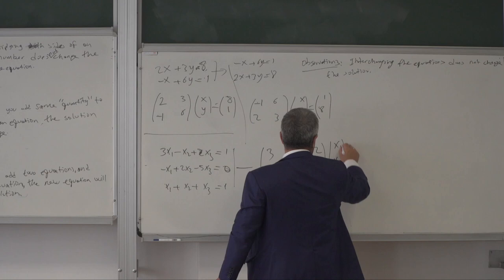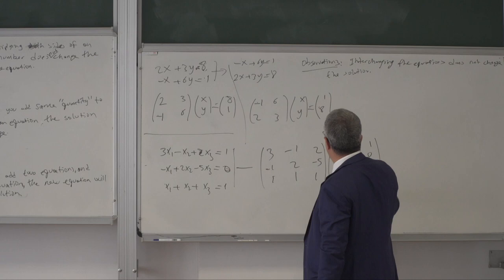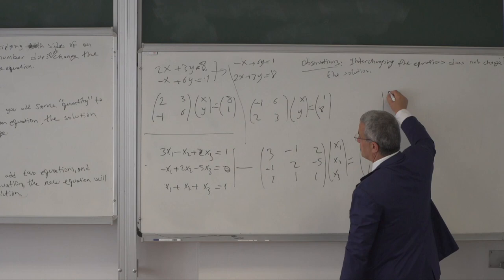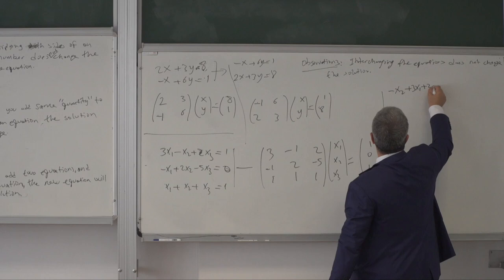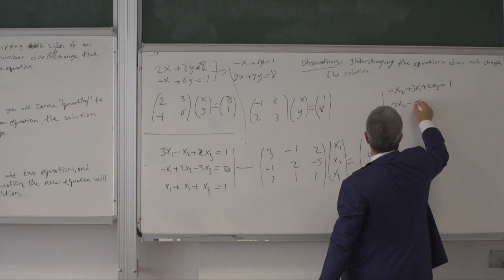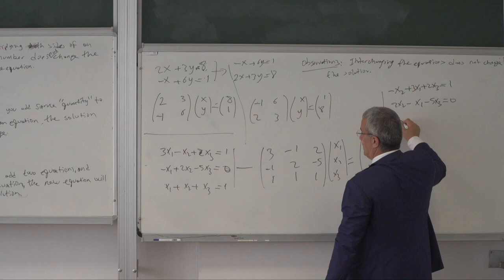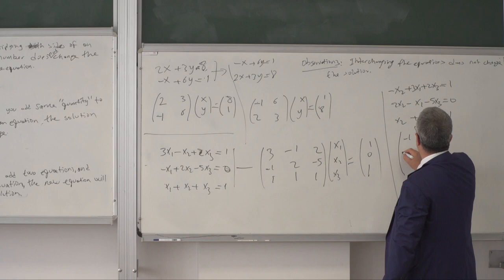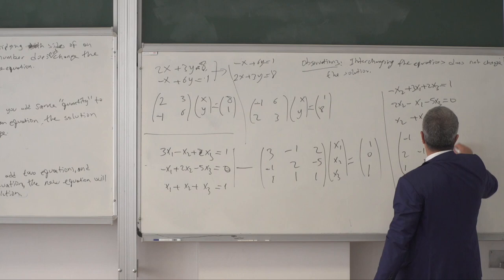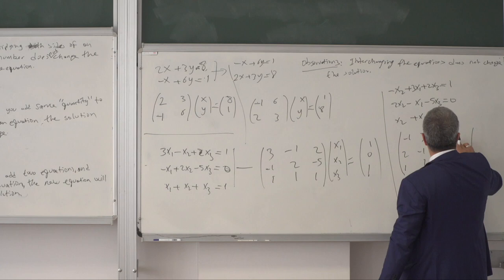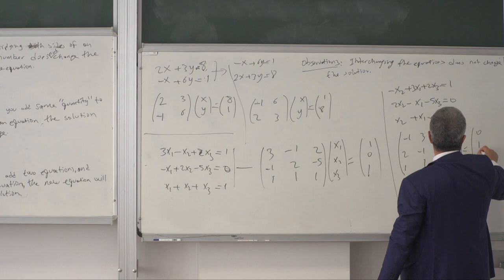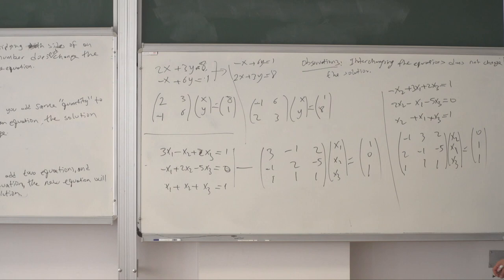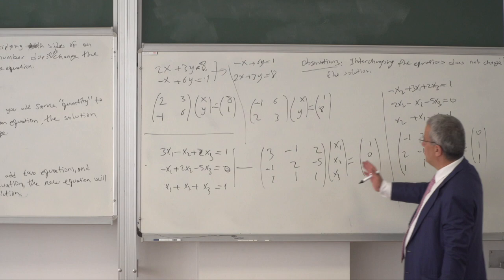1, 0, 1. If I do the following and interchange x1 and x2, and I write it as follows, minus x2 plus 3x1 plus 2x3 is equal to 1, 2x2 minus x1 minus 5x3 is equal to 0, x2 plus x1 plus x3 is equal to 1. What am I going to have here? Minus 1, 3, 2, 2, minus 1, minus 5, 1, 1, 1, x2, x1, x3 equal to 1, 0, 1. What is the difference between these two? First column and second column are interchanged, right?